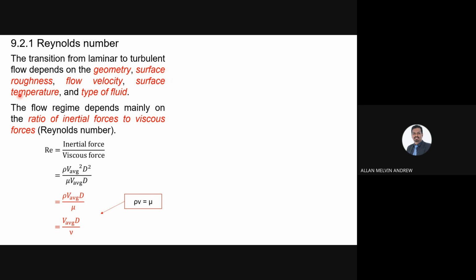Then the surface temperature. Each pipe or duct has an outer surface and an inner surface, and normally the fluid moves along the inner surface. So it is the temperature to which the surface is exposed. Maybe in industry the place is very hot or very cold, and that will affect the flow. And the type of fluid can be highly viscous or less viscous. All of this affects the transition from laminar to turbulent.